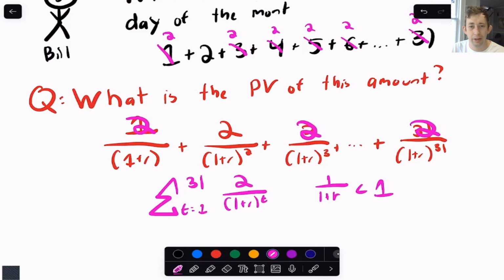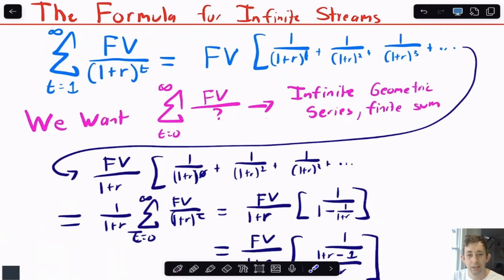So let me show you how we get those equations to figure out the present value of future income streams when they're the same amount, both in terms of the infinite and the finite case. And I'm going to start with the infinite case just because I think the infinite case is easier. And so what we have is the sum from t equals 1 to infinity of future value over (1 plus r) to the t, which just looks like this if I were to start writing out the sum.